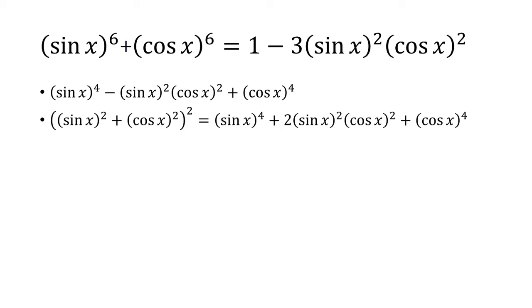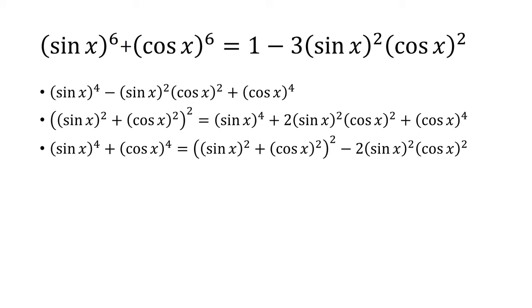Now, this is on the side. If I was to look at sine squared plus cosine squared squared, that'll be sine to the 4th plus 2 times sine squared times cosine squared plus cosine to the 4th. And so if we solve for sine to the 4th plus cosine to the 4th, we would have to subtract the 2 sine squared times cosine squared. And so that's what we're going to need to substitute in the equation above.